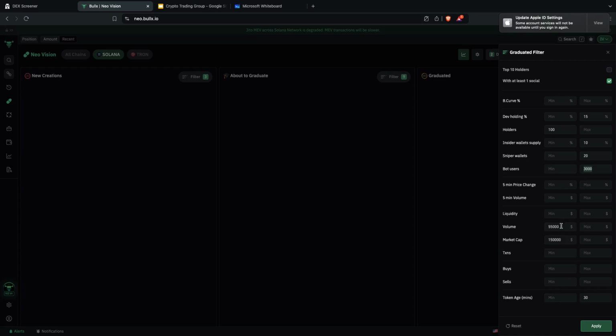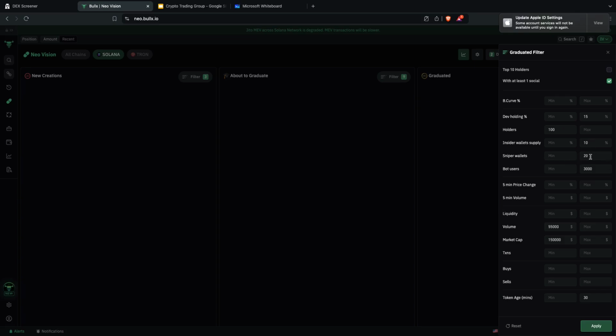Okay, so we're still coming back to the same stuff. And by the way, I'm really glad that happened, because now you're able to see the difference between the Neo Vision filters and the Bullx filters. You saw the Bullx filters and what they had, and now you can see the Neo Vision filters and the advantages and the few things that you can apply to your filtering. With this one, you're able to include the insider wallets. I usually love to keep it less than 10%. Maximum should be about 10%.